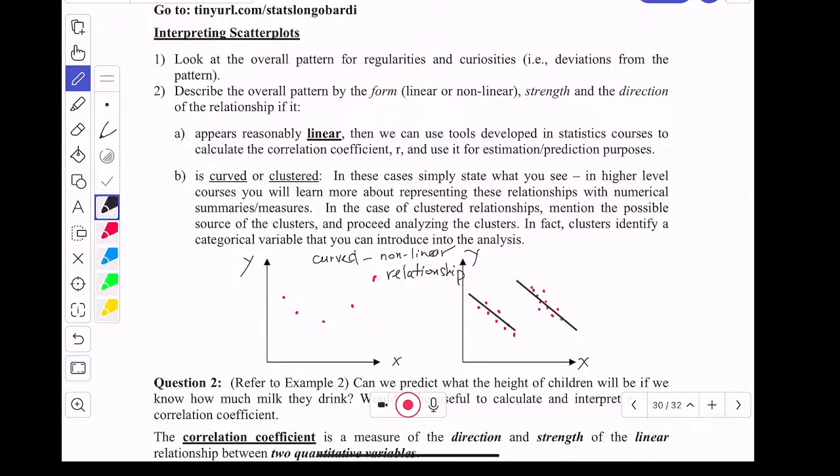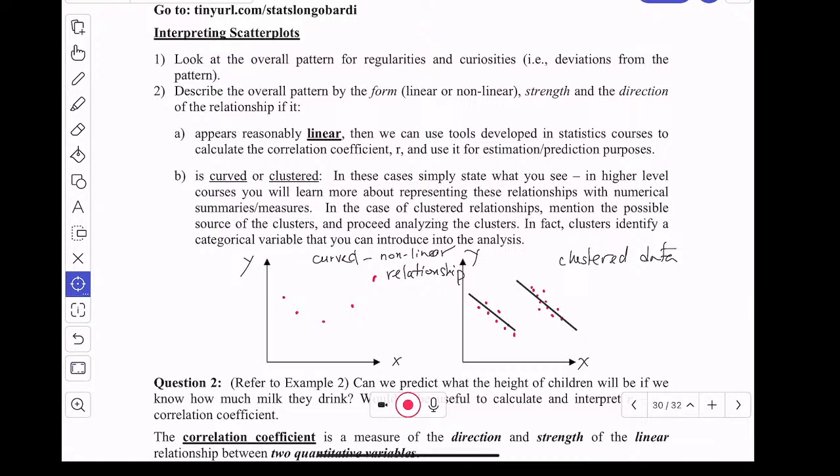This is an example of a clustered relationship. And what explains it are two broader groups that behave similarly. There's a negative relationship between X and Y, but they're definitely set apart from each other. And what divides those needs to be determined. And then we can analyze and make predictions with each group separately.